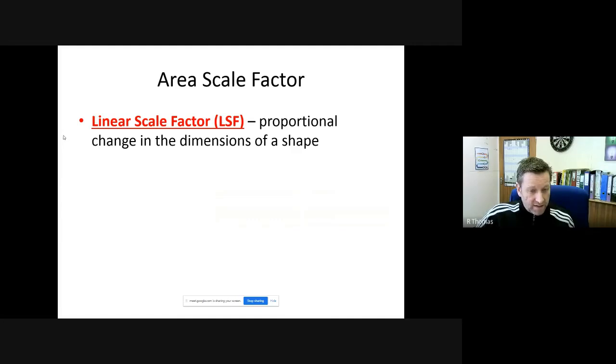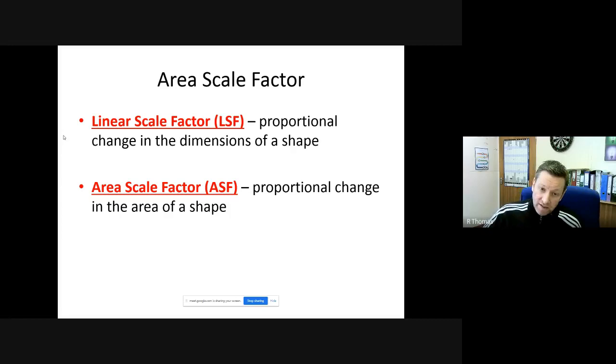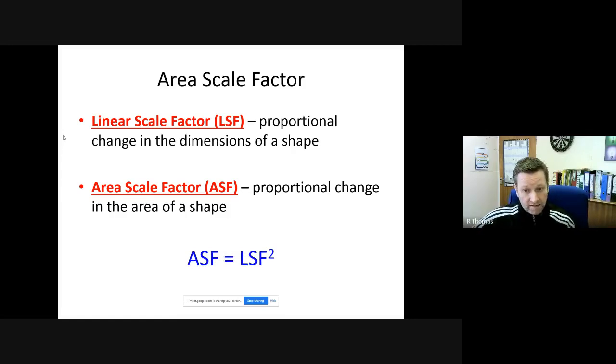So the linear scale factor is the proportional change in the dimensions. So that just means the sides, right? How many times bigger is each side? Whereas the area scale factor is the proportional change of the area, and they are related by this here, right? The area scale factor is the linear scale factor squared. And this only applies to what are called similar shapes. If the shapes are mathematically similar, then each side is increased by the same proportion, right? So that's the boring stuff.